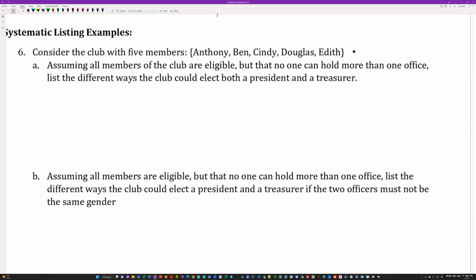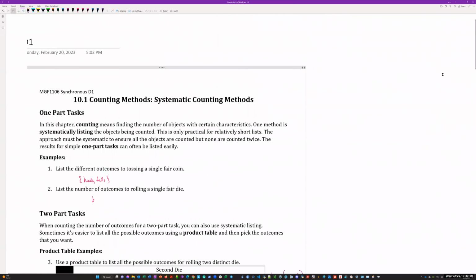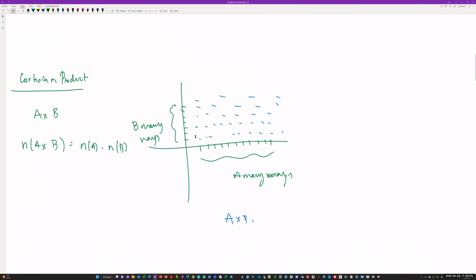That's correct. So we have to pick a president and a treasurer. Is that correct? And I think I said before that I like writing out things with these slots. When we're considering doing one thing and then doing something else, we end up multiplying the number of ways you can do them. We saw that with our product table from before. Right, you ended up multiplying here. Is that correct?